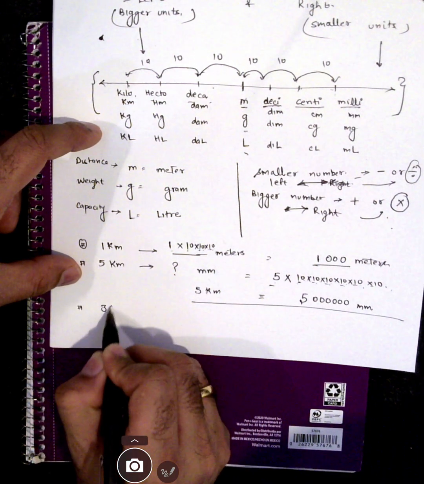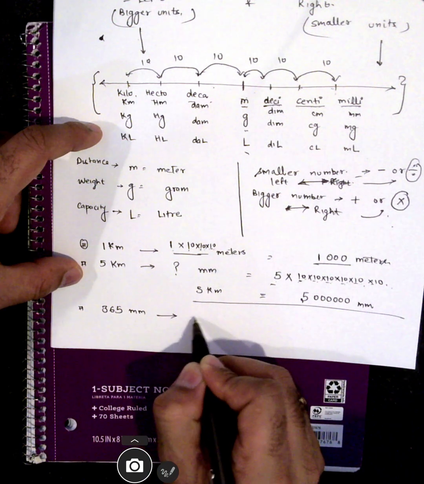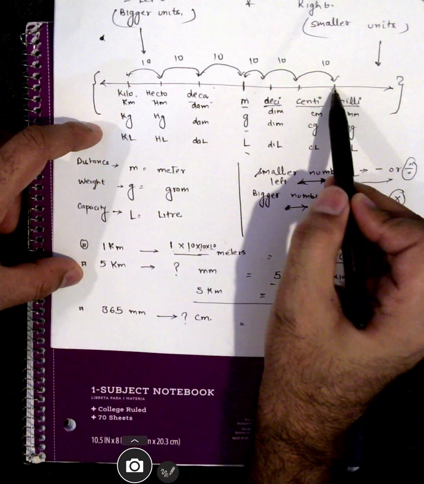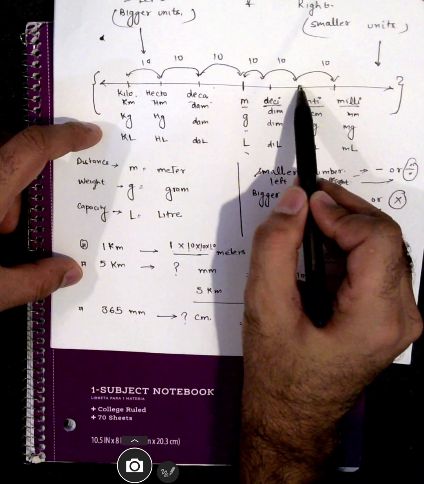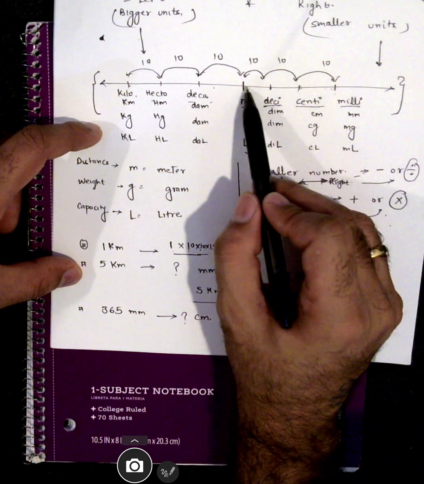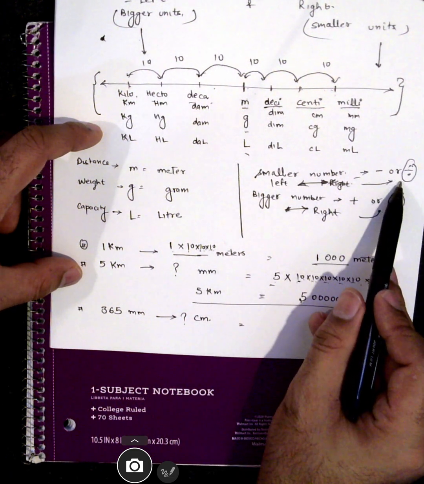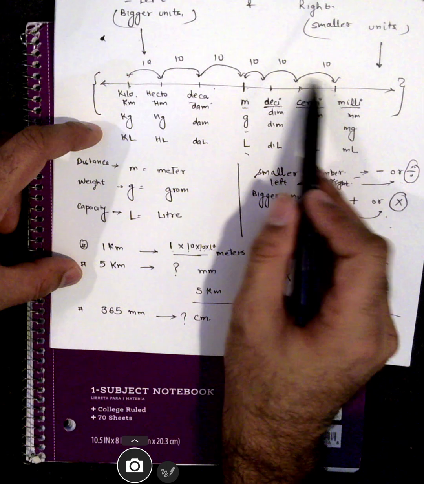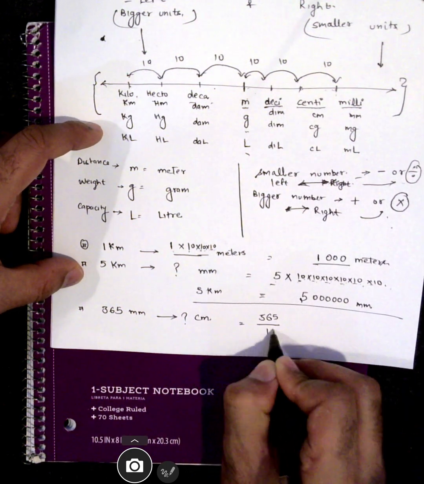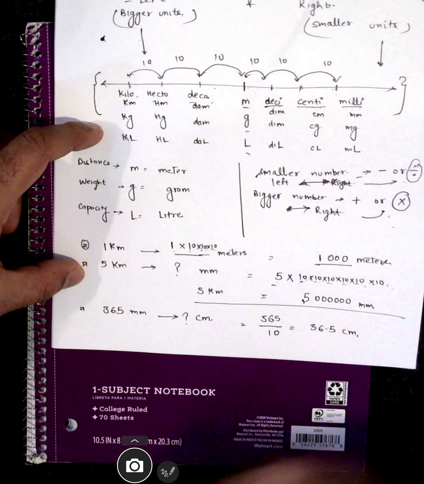What if we have 365 millimeters and we want to convert it into centimeters? Now we will go to millimeter and move towards centimeter. That is only one step, but we are going towards left, and going towards left means we need to do division, and since we are only doing one step, we divide it by 10. So 365 divided by 10 is equal to 36.5 centimeters.